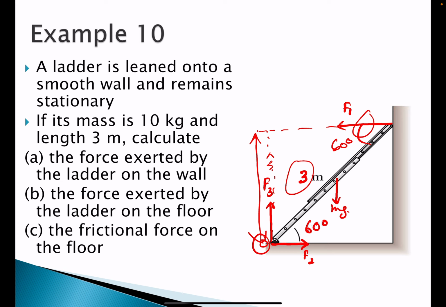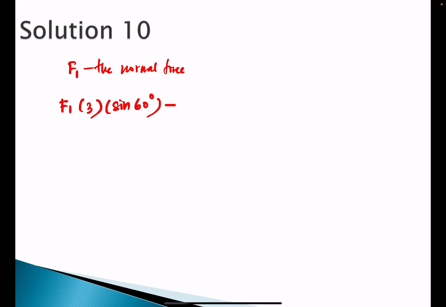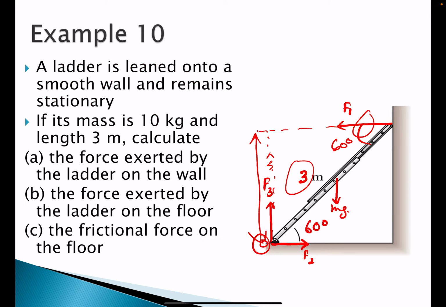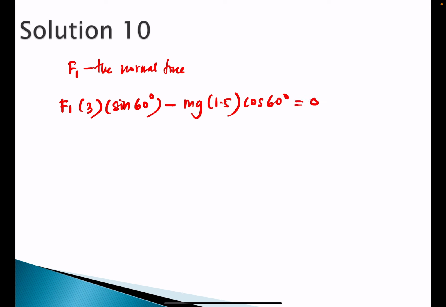The mg, center of gravity, is at half, so mg times 1.5, which is 3 divided by 2, and of course cos 60 degree, because you need to find the distance here. The torque equals 0, so you rearrange the equation, and F1 equals mg times 1.5 cos 60 degree divided by 3 sine 60 degree.